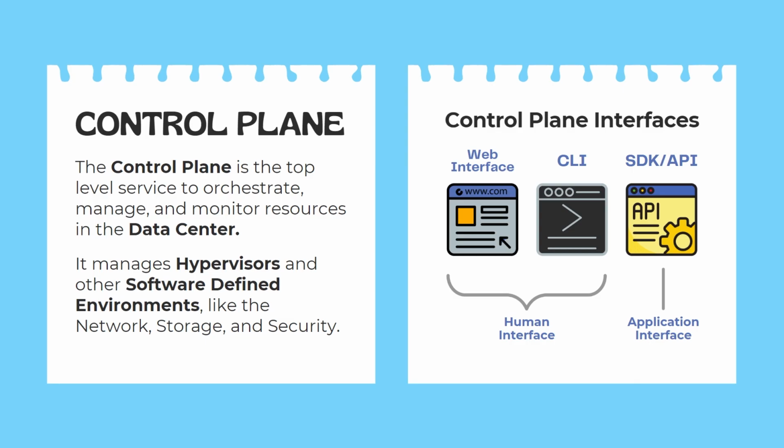How do we interact with the control plane? Well, there are three primary interfaces that we have. We have a web interface, which is like your management console. We have a CLI, which is also known as a command line interface. These two are primarily used for human interaction. So if you and I just wanted to create something, we could do that. Now, there's another type of interface, which is called the SDK, or Software Development Kit, or the API, the Application Programming Interface. This is a great tool if you want to connect this to some type of software application. So this is also known as the application interface.